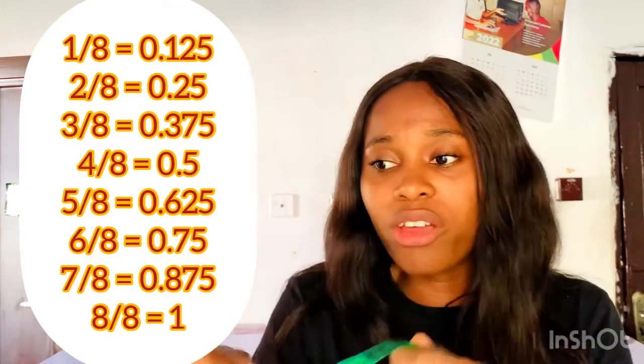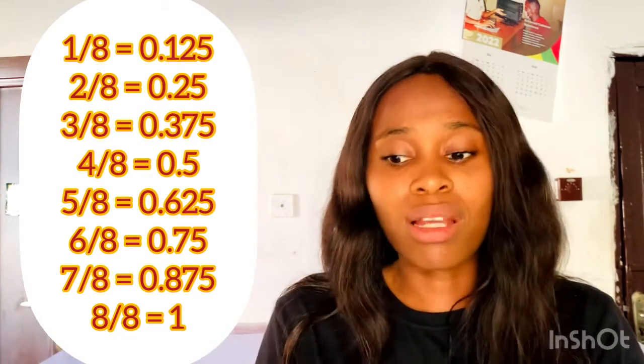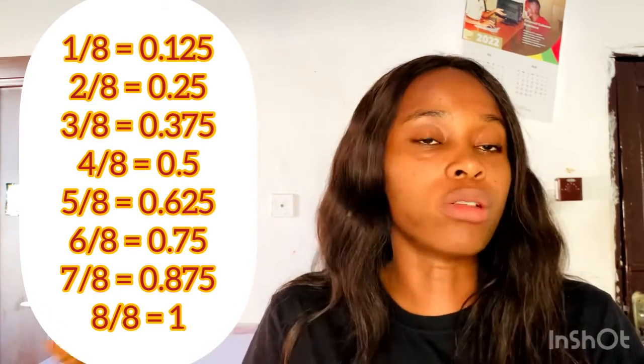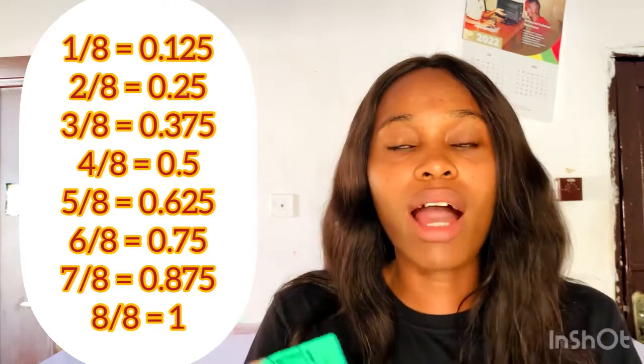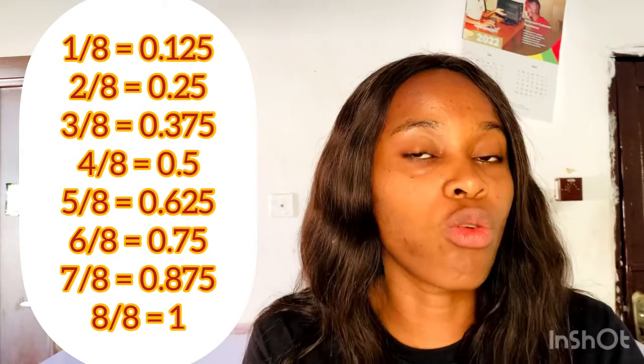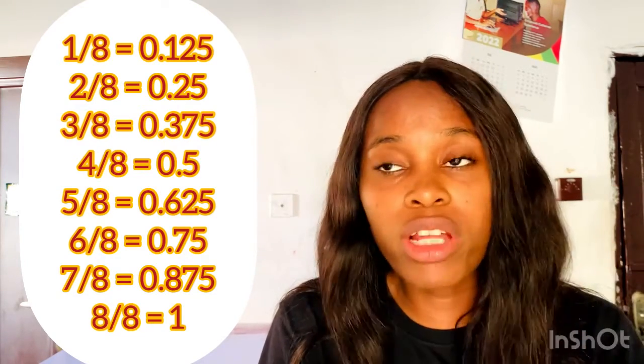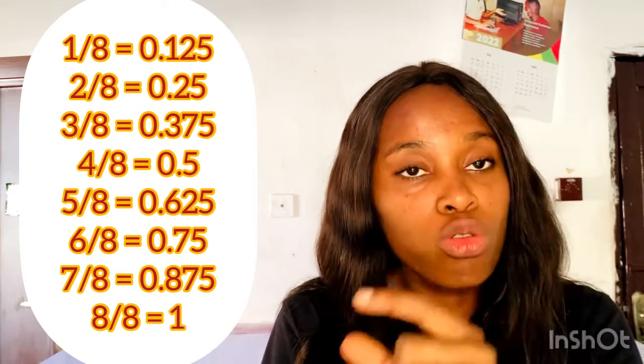Convert all of them into decimal points. And how are you going to do it? Just get your calculator and press all of them one by one. When you press 1/8, you are going to have 0.125. And you press 2/8, what you are going to get there is 0.25.